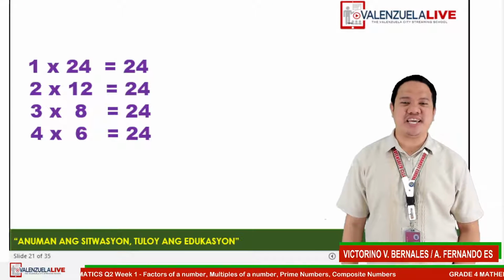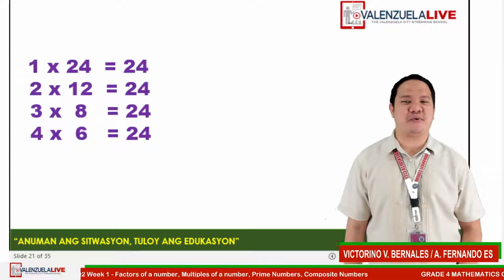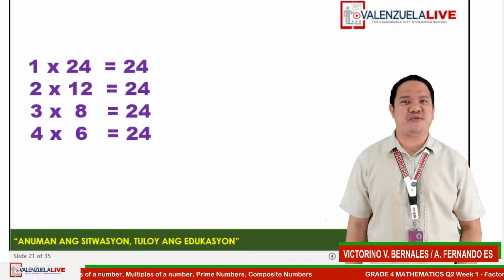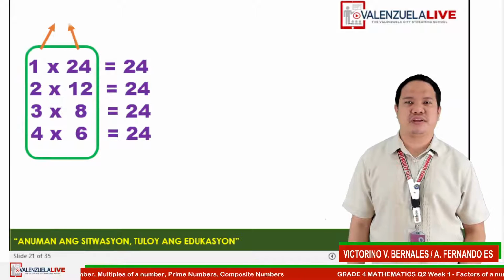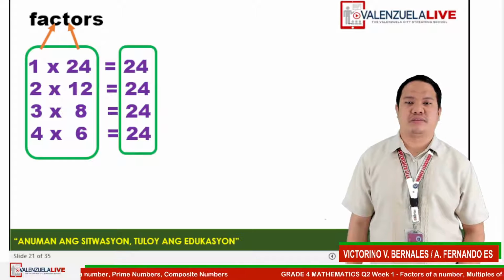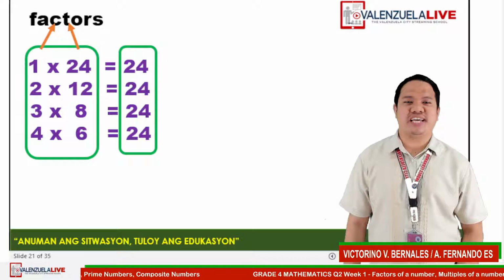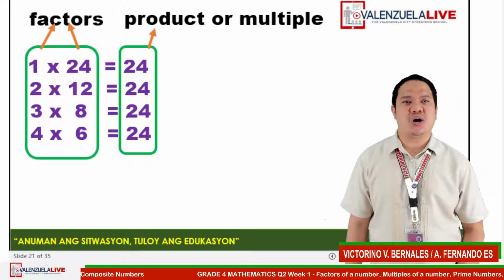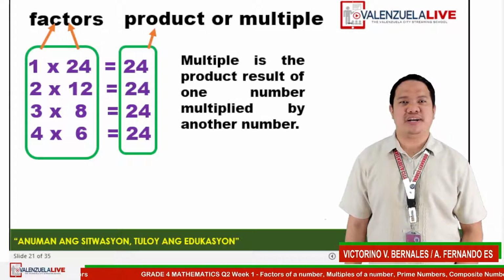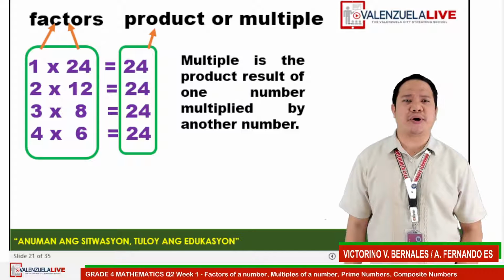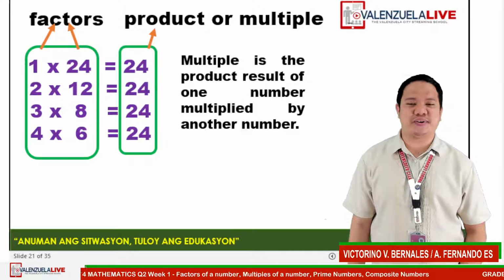Let us have a second look at the pairs of factors of 24. We call these numbers factors. What do we call 24? 24 is also known as the product. And we can also call it a multiple. As mentioned earlier, a multiple is the product result of one number multiplied by another number.